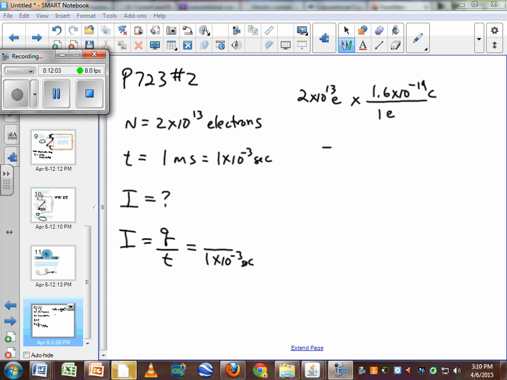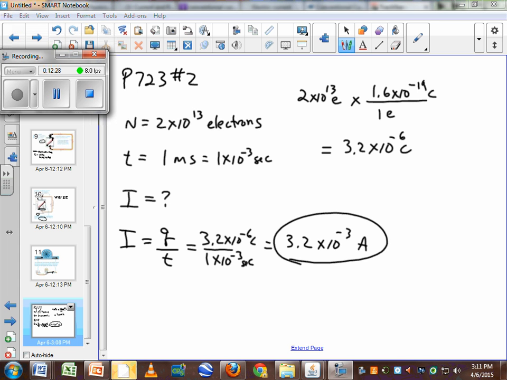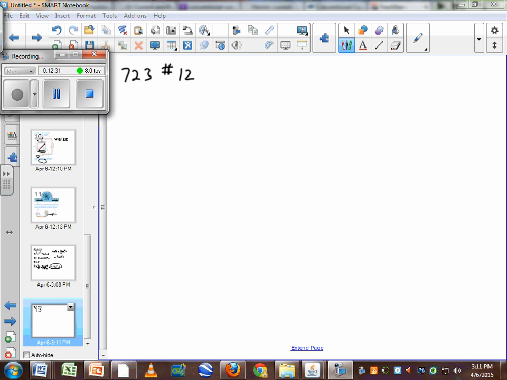And we come up with a charge of 3.2 times 10 to the negative 6 coulombs. So we just go ahead and plug that in down here. And we come up with our answer of 3.2 times 10 to the negative third coulombs per second, or in other words, amps. And that's our answer.